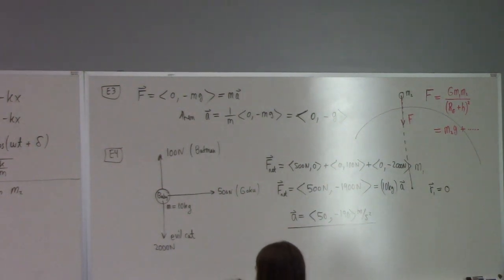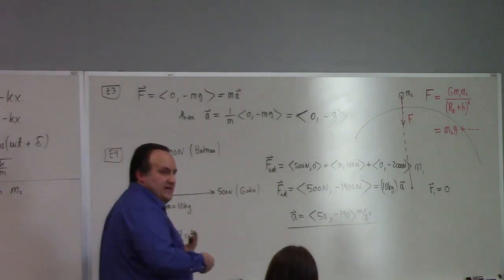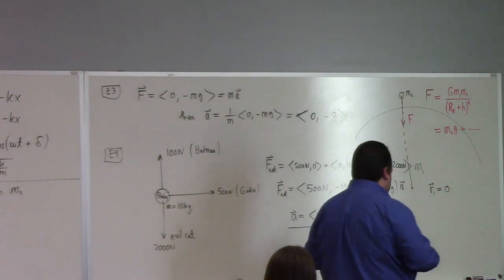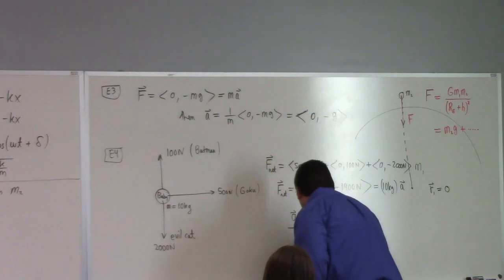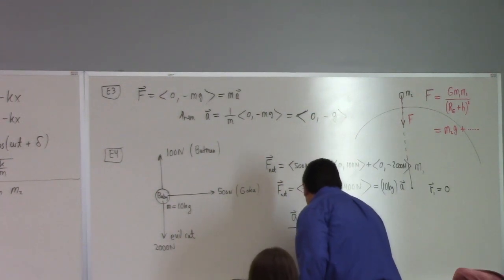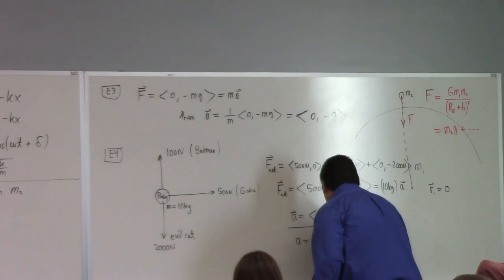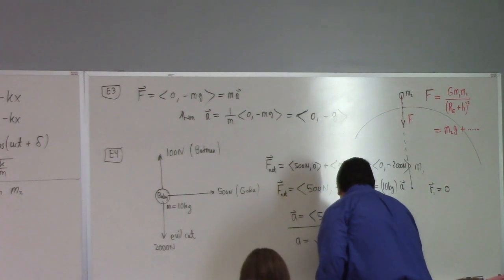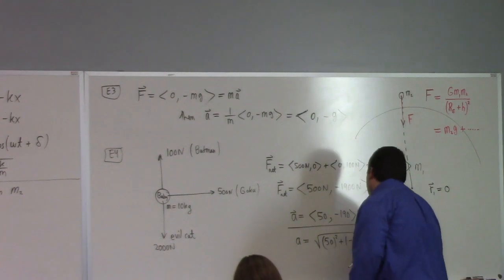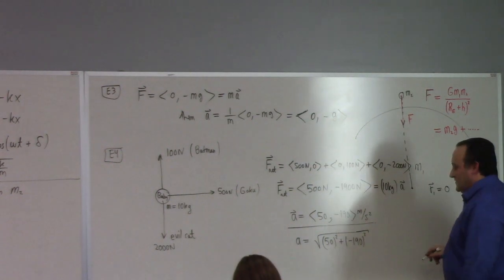So what's the direction then? What's the magnitude? Right and down. Yeah, that's going to work as an answer. Let's see here. 50 squared. I don't disagree with you.